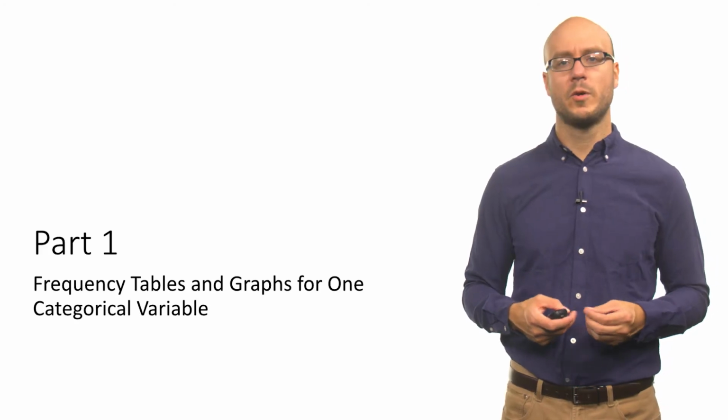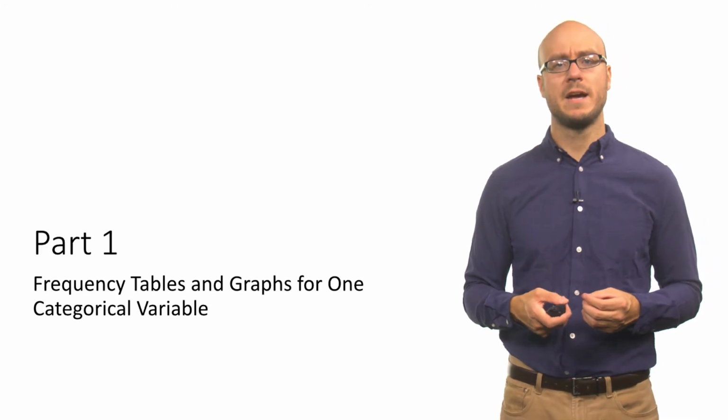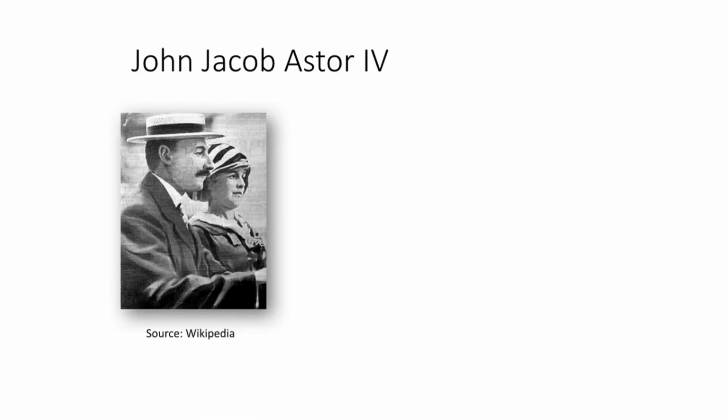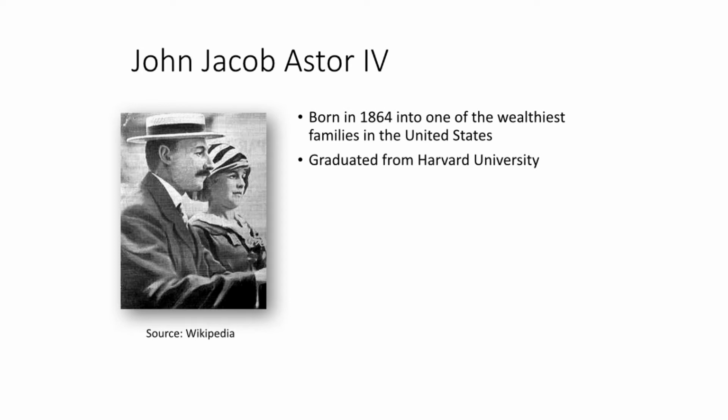For part one, we're going to talk about frequency tables and graphs for one categorical variable. Let's think about John Jacob Astor IV. He was a prominent, wealthy Harvard man. So he graduated from Harvard University.